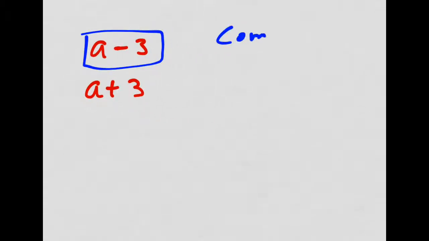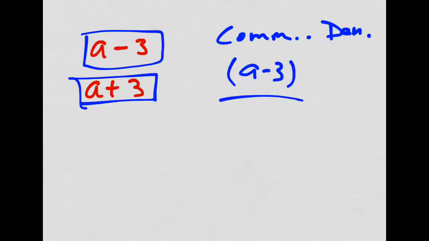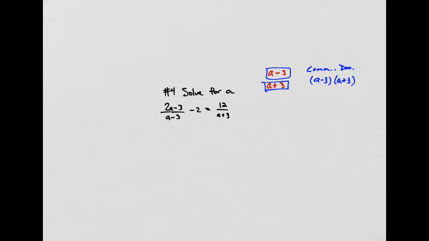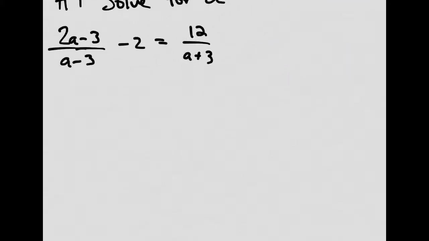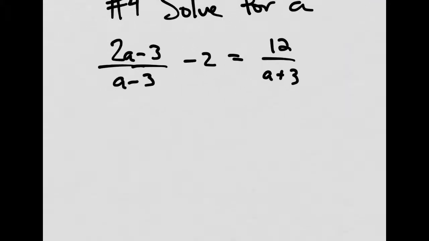So my common denominator has a minus 3 in it. A plus 3. Is a plus 3 already written down? No, so I have to add it. So my common denominator is a minus 3, a plus 3. So then I'm going to take each term and multiply it by a plus 3, a minus 3.